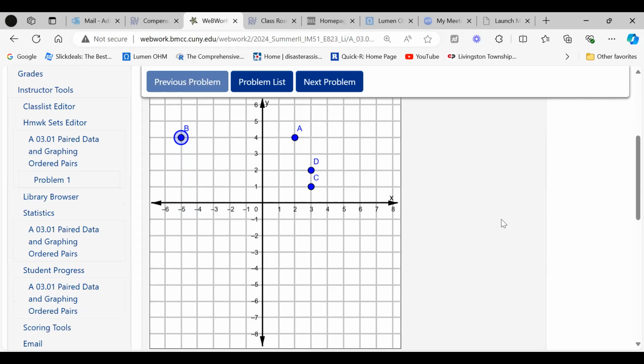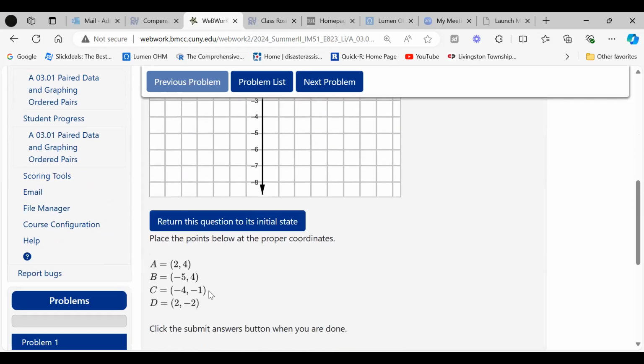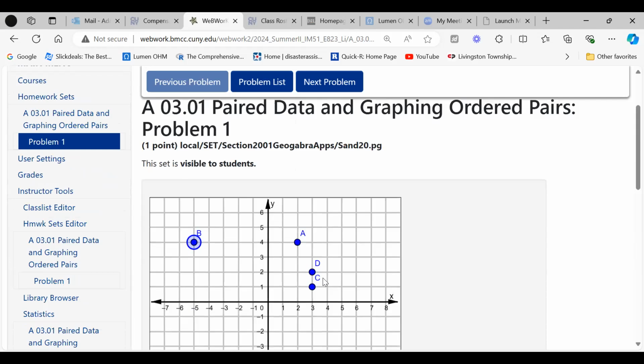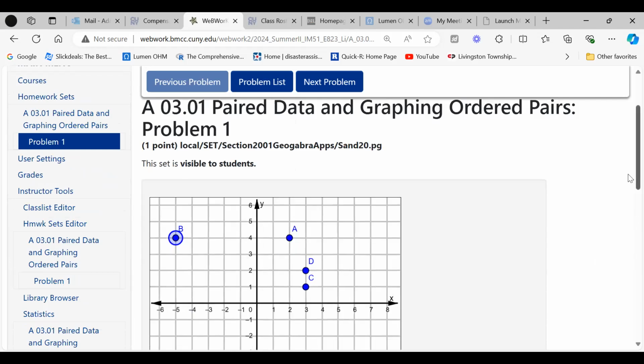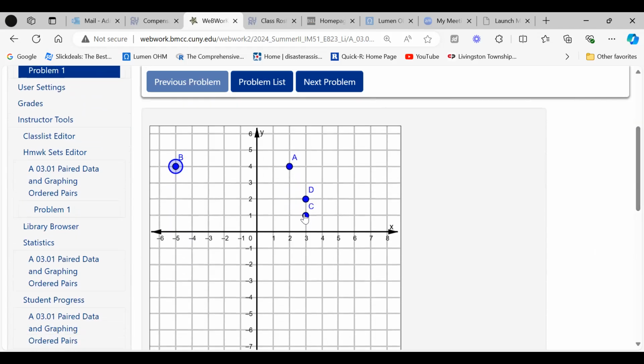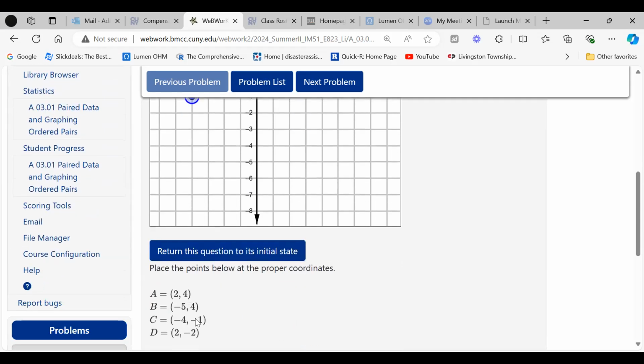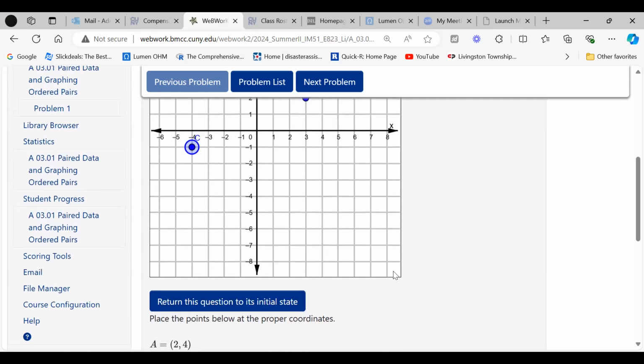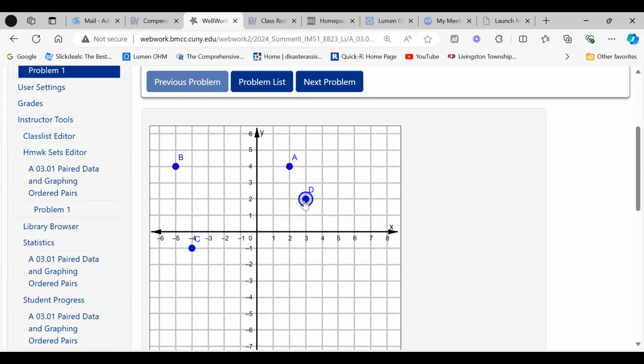And then point C, negative 4, negative 1. So first we go to negative 4, x value equal to negative 4. So move the point C, go to negative 4 first. Negative 1, negative 2, negative 3, negative 4. And then move down negative 1, right? Because y value is negative 1. The last one, D, is x value equal to 2, y value equal to negative 2. Negative 1, negative 2.